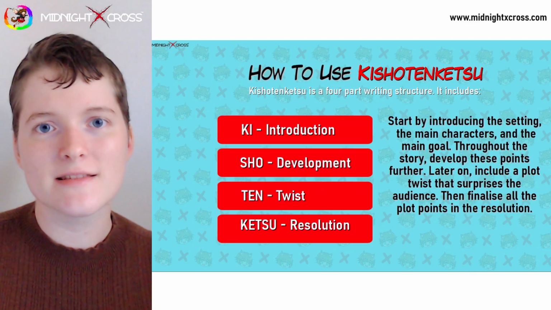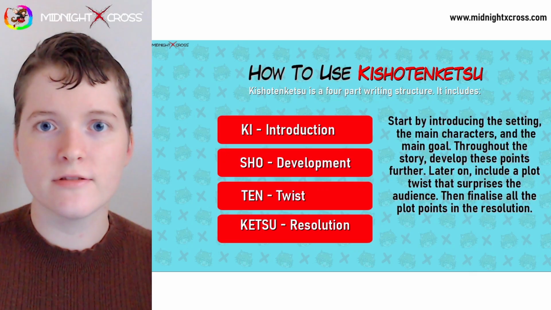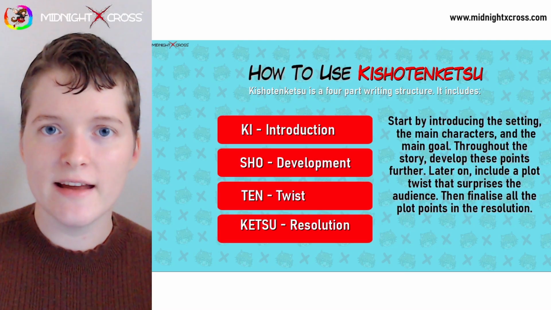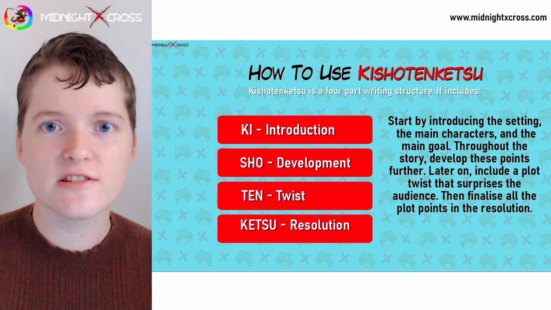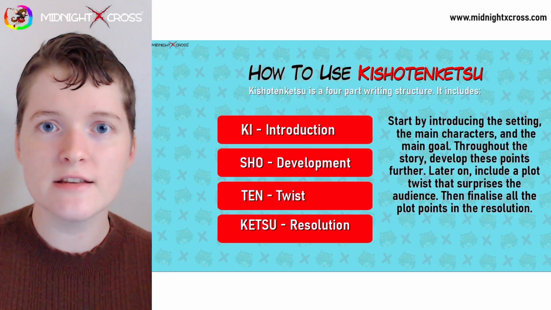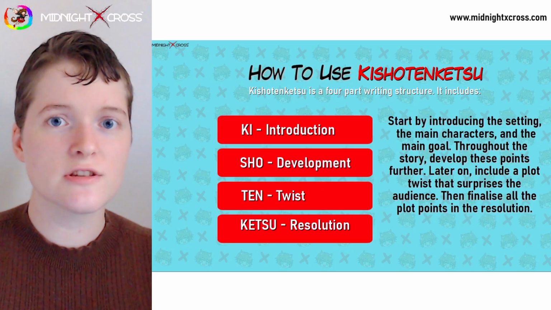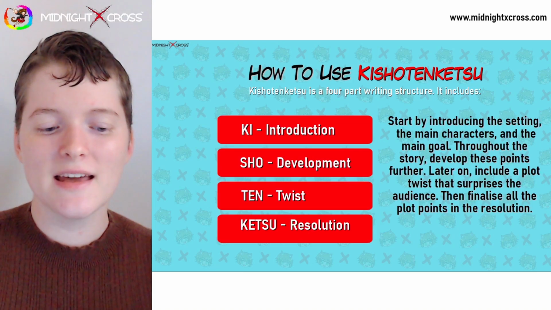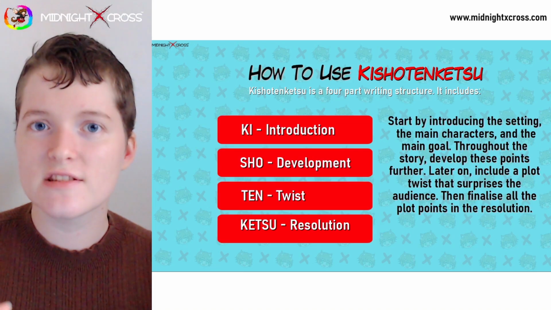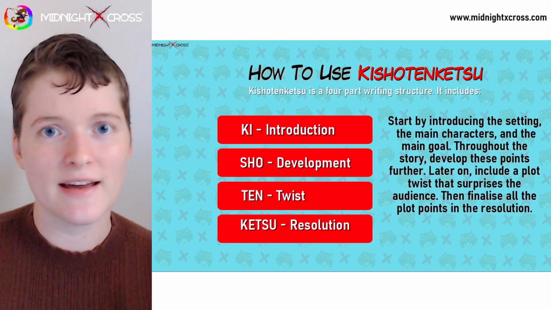Sho is development. The development is the journey that your character takes to achieve their goals. And then you have ten, which is twist. Later on in the story, you may have a twist or a surprising event that really turns the main events of the story around. This event should surprise the audience. And then you have ketsu, which is the resolution. This is when you tie up all of the points of the story and come to a satisfying ending.